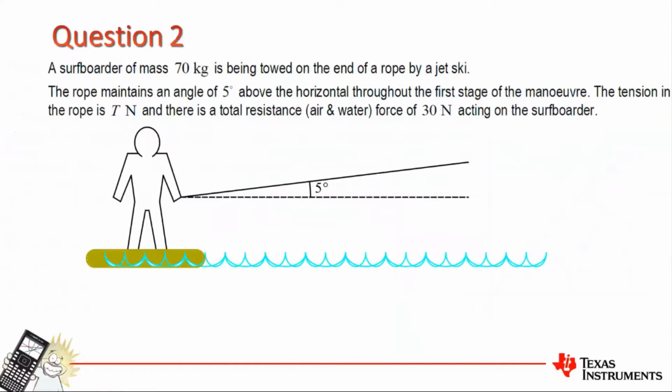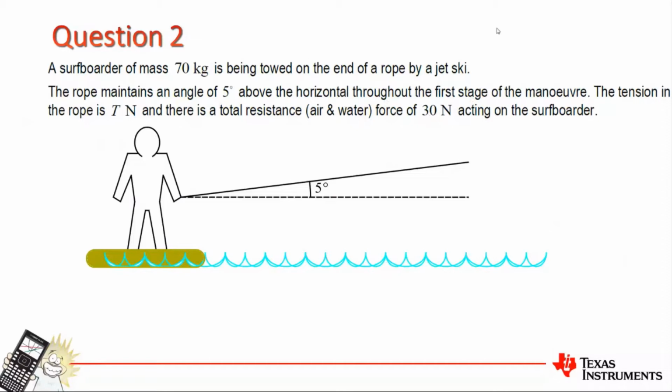Okay, let's move on to the second question. We now have a surfboarder that has a mass of 70 kilograms and is being towed on the end of a rope by a jet ski. The rope maintains an angle of 5 degrees above the horizontal throughout the first stage of the maneuver. The tension in the rope is T newtons, and there is a total resistance, which is a combination of air and water resistance, of 30 newtons that is acting on the surfboarder.